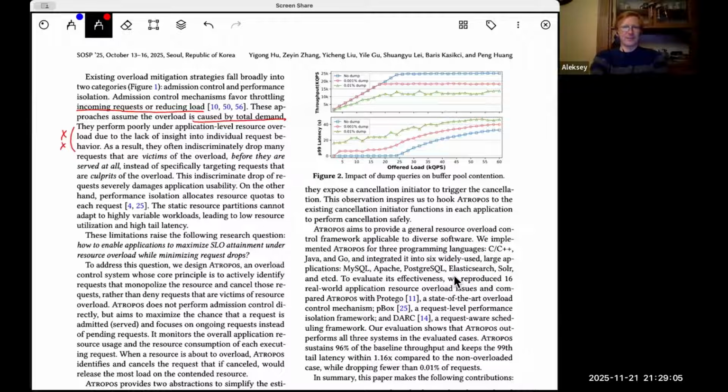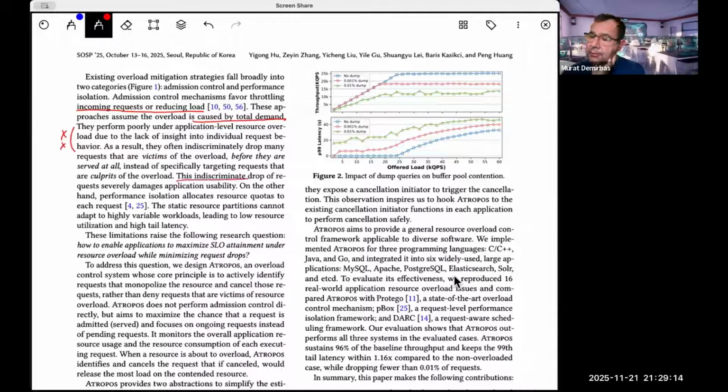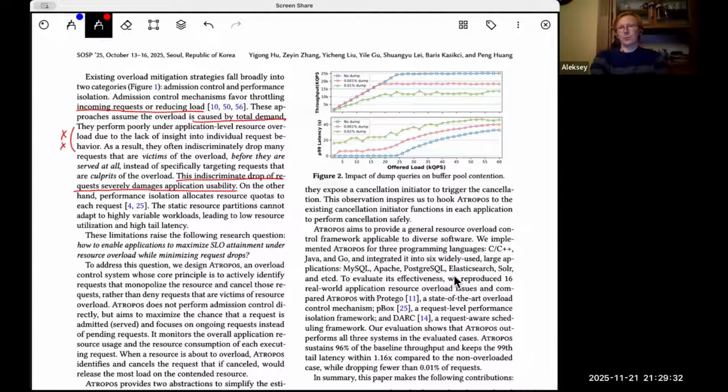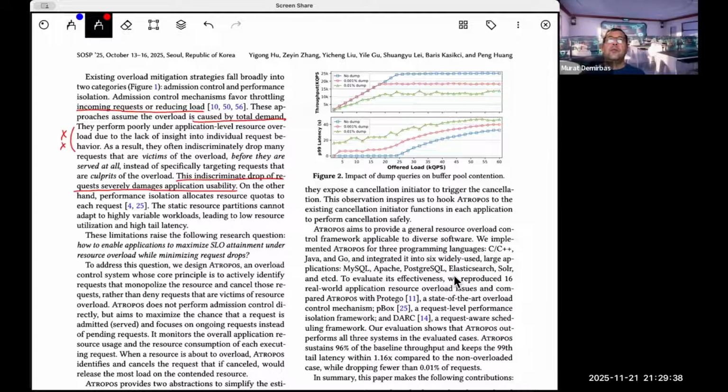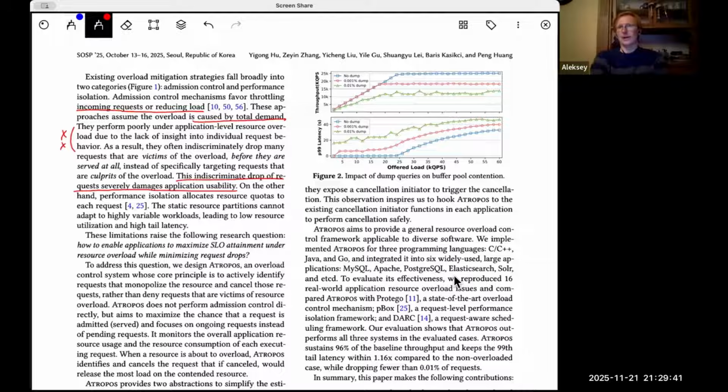The indiscriminate drop of requests severely damages application usability. Is that so? I think applications are used to getting a resource-not-available signal and adjusting for that. Maybe that would even help the load go away. To a degree this obviously somewhat exaggerates, because this indiscriminate drop of requests only happens when you're already overloaded, so it essentially happens in situations you want to avoid in the first place.